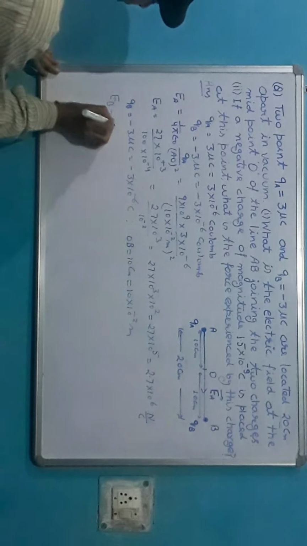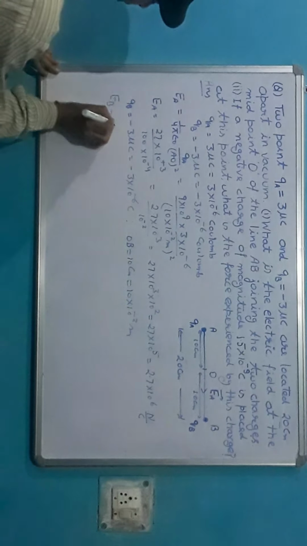The next part of the question states that if a negative charge of magnitude 1.5 into 10 to the power minus 9 coulomb is placed at this point, what is the force experienced by this charge? I am leaving this question to you, to see how you can solve it. I am going to write down just the formula here. The electric force F is equal to QE.